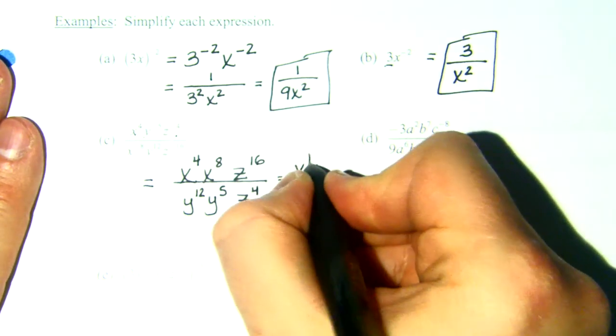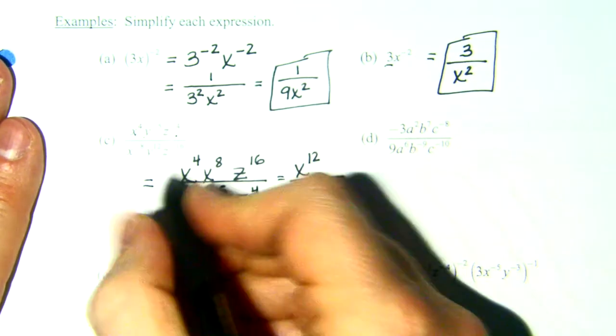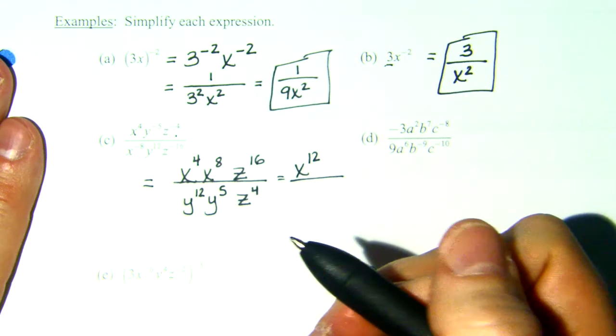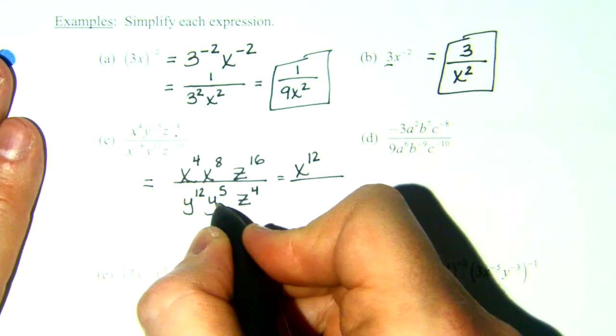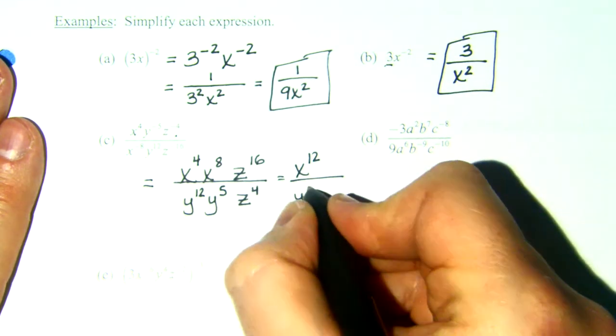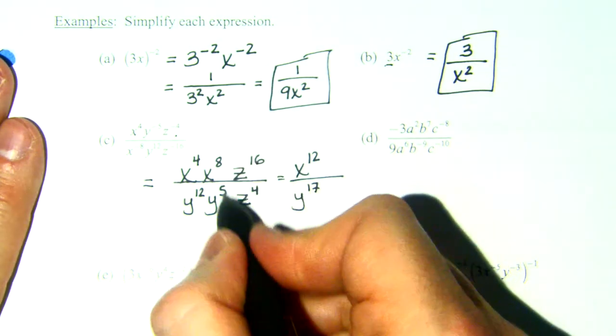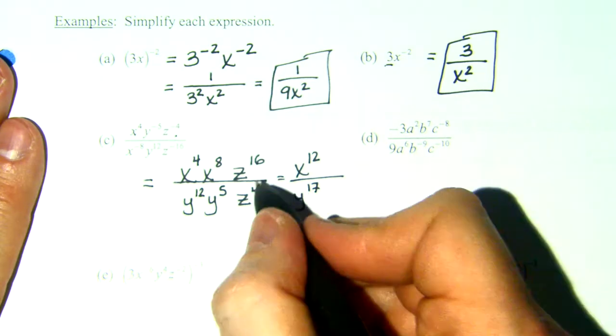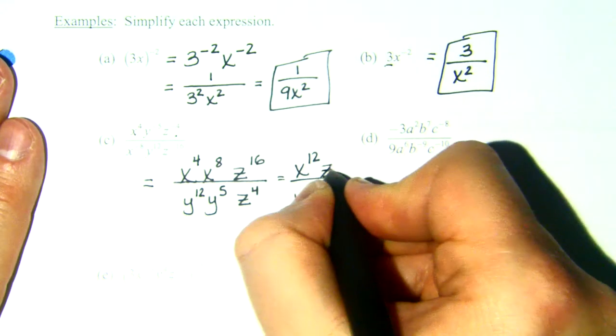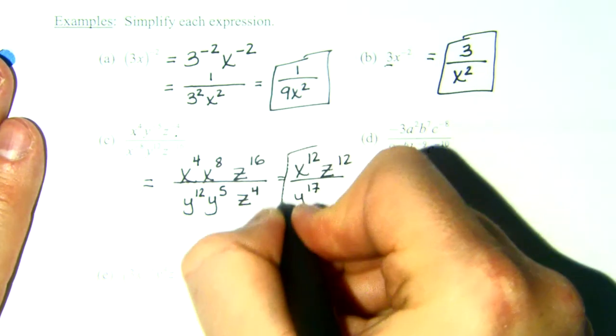Up top, this will be x to the 12th, because when you multiply those, you add the exponents. In the denominator, y to the 12th times y to the 5th is y to the, add the powers, y to the 17th. As for the z's, when we divide, we subtract the exponents, so 16 minus 4 is z to the 12th on the top.